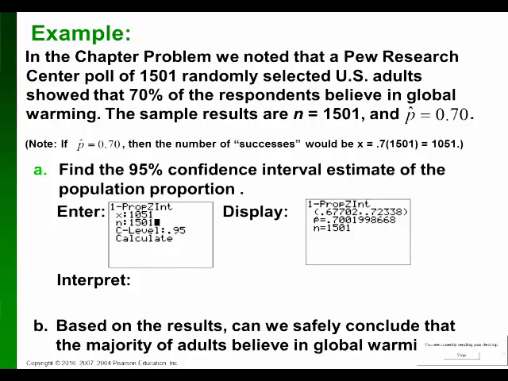The proportion of my sample who believed in global warming was what? Flat out 70%, 0.70. I can't say with 95% certainty that the entire population has that same proportion who believe. I can't say that. But I can say with 95% confidence that the true proportion lies somewhere between 67.7 and 72.3%.